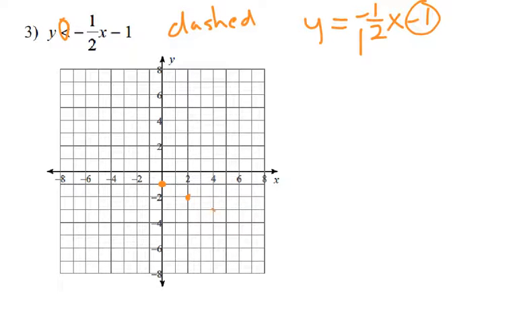And I draw my points. I don't want to draw my line yet. Okay, I can also go up 1 and to the left 2 each time, right? And follow that pattern. And one more. We said it was dashed because of the inequality, so draw a dashed line here.